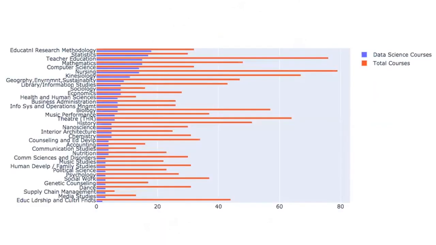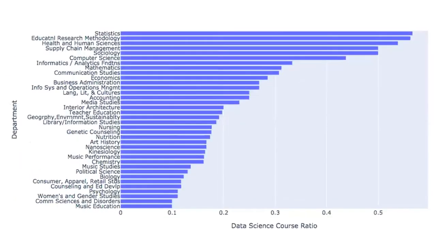We took this further. We wanted to analyze, per department, what courses they offer which are related to the concepts of data science. To our surprise, the order is educational research methodology, statistics, teacher education, mathematics, computer science. This is the order in which the courses they offer are data science related. And if we take the ratio of the data science related courses to the total number of courses they offer, statistics of course pops up. And then ERM, HHS, which is health and human sciences, supply chain management, which is from the business school, sociology, and then computer science comes into the picture.